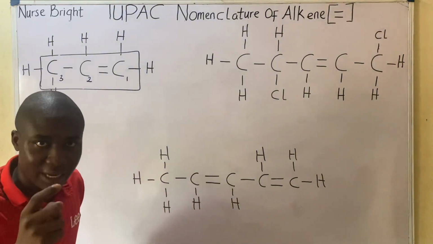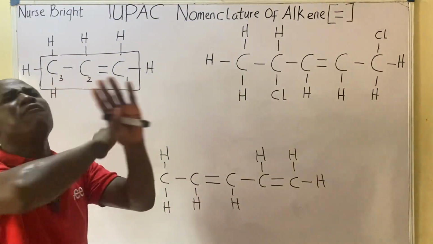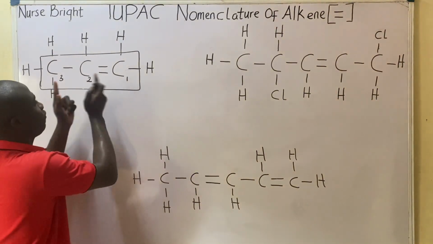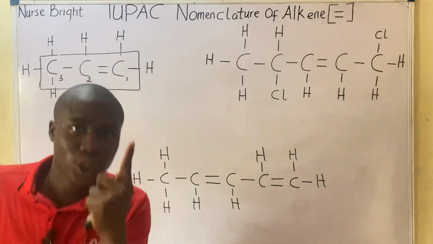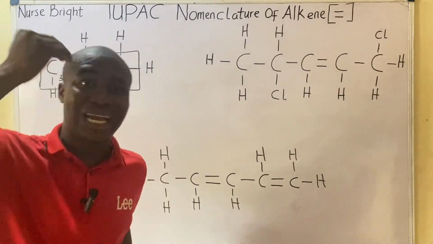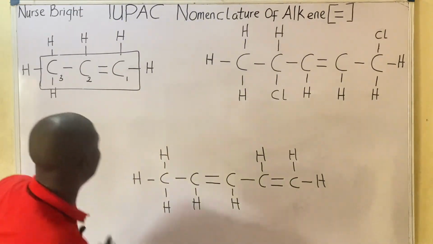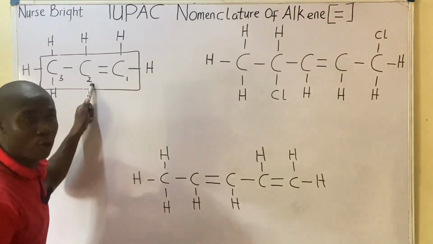Now, if you observe again, please note this. What I'm about to explain now applies to every other compound. If you observe, are you noticing that this functional group is between 2 carbons, carbon 1 and carbon 2? Make sure that the functional group goes to the carbon with the smaller number. Do you understand? So this functional group is actually for carbon 1, not for carbon 2.